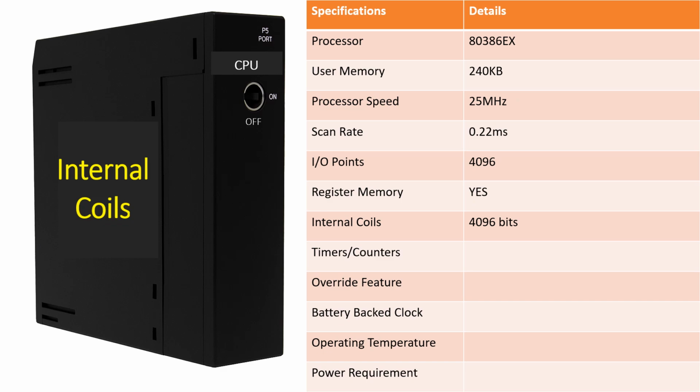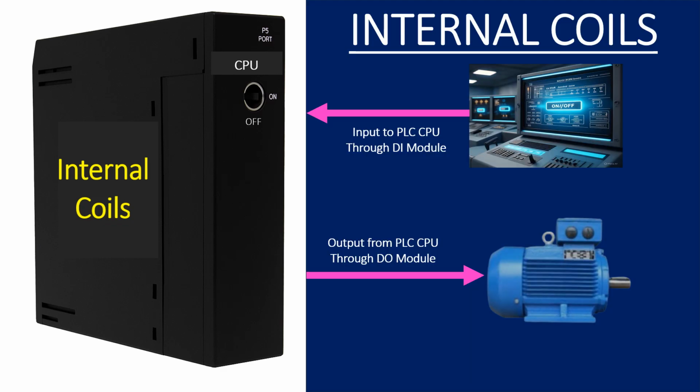Internal coils, 4096 bits available. It means that these are invisible on-off switches inside the PLC. For example, SCADA consists of an on-off button to start the motor, but the switch provided in SCADA doesn't have any physical wiring. Hence, it is called a memory bit or internal coil.